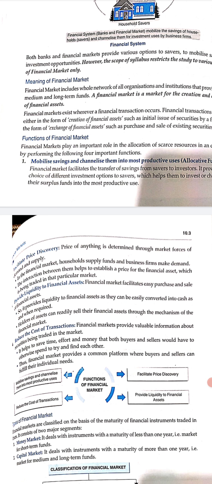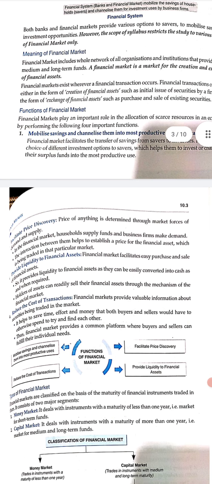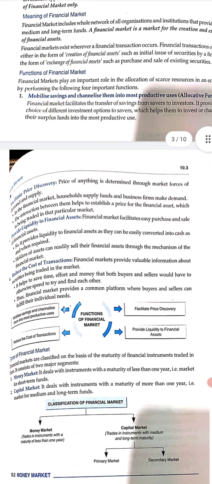Next is providing liquidity to financial assets. Financial markets facilitate easy purchase and sale of financial assets. So it provides liquidity, meaning they can be easily converted into cash as and when required. Next is reducing the cost of transactions. Financial markets provide valuable information about securities being traded in the market. So it helps to save time, effort and money that both buyers and sellers would have to otherwise spend to try and find each other.